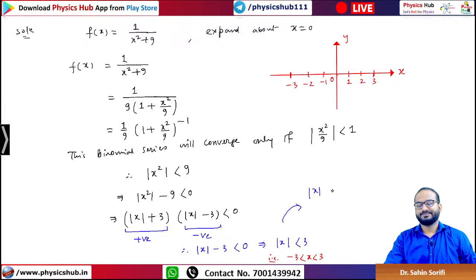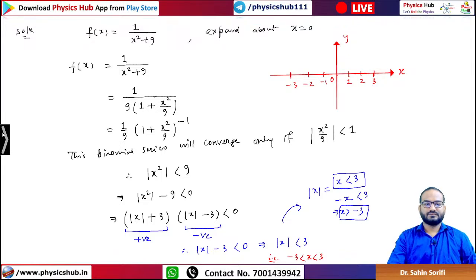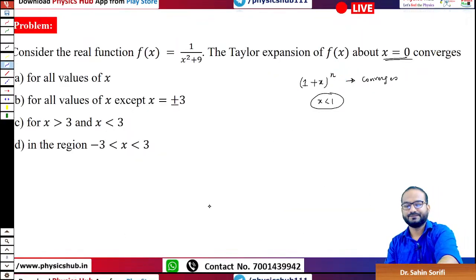Mod of x: you can take it once you take plus x, another you take minus x. So x less than 3 and minus x less than 3, so x greater than minus 3. That is, it is matching with option D.